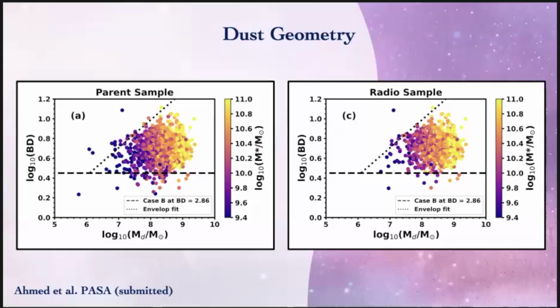Right, and just like in the previous figure, at the lower mass end, that's where low dust mass, low Balmer decrement, low obscuration would lie. And as you move to the higher end, that'd be higher dust mass, higher Balmer decrement with increased obscuration.